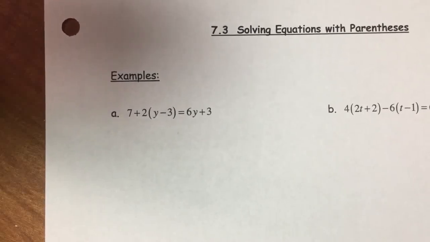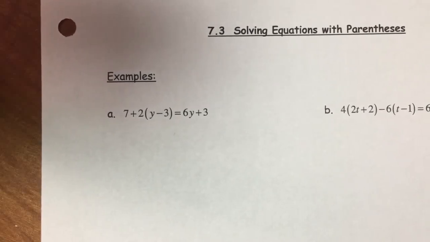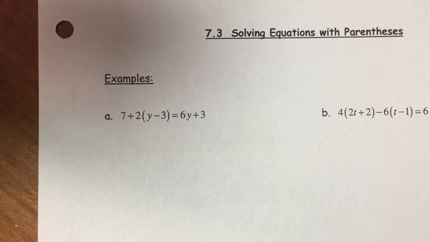Okay, here we go. We're doing section 7.3. Now remember the steps that I typed at the top of 7.2. We're going to use those again. And step 1, hopefully you remember, is get rid of any parentheses. And then I told you the way you're going to do that is you're going to use your distributive property.